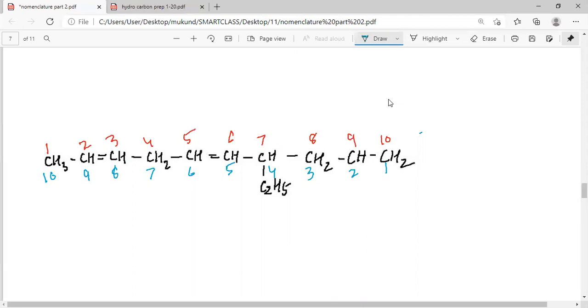Now you can see here that we have two double bonds. So when we do the numbering with the blue pen, we have two double bonds on fifth carbon and eighth carbon. So it's 5 plus 8. But if we do it with the red pen, then we will come to know that we have the double bond on second carbon as well as fifth carbon. So this is what we consider the correct way of nomenclature.